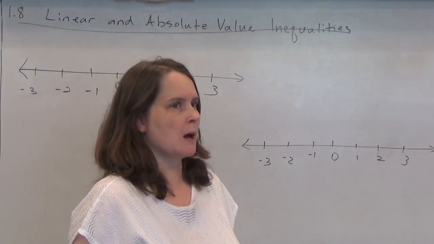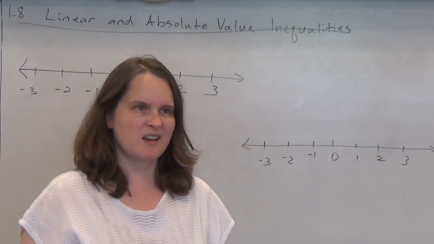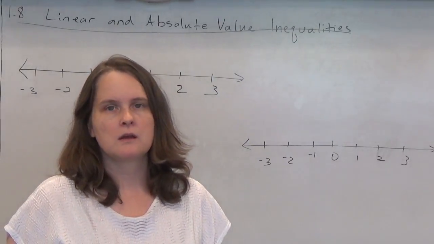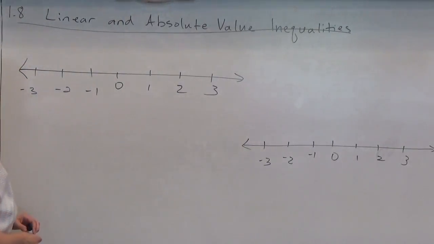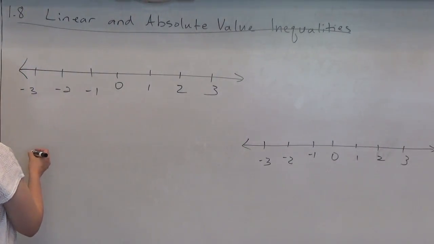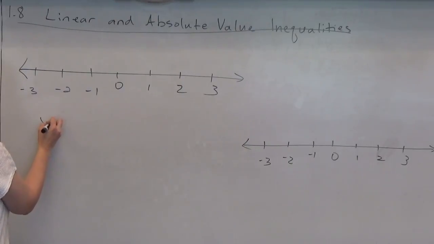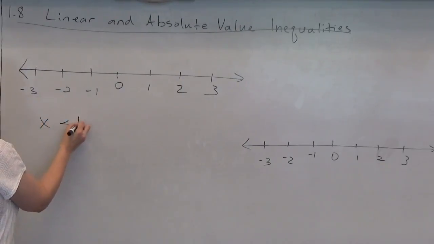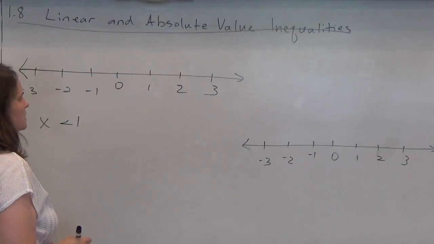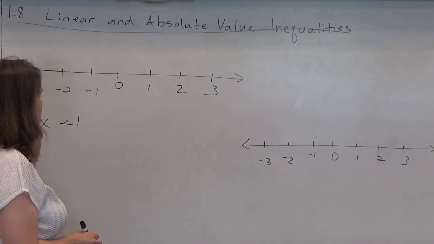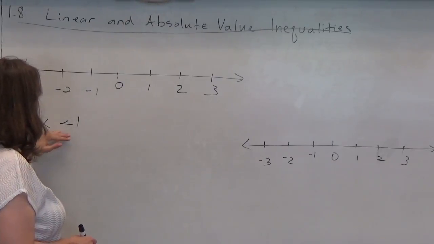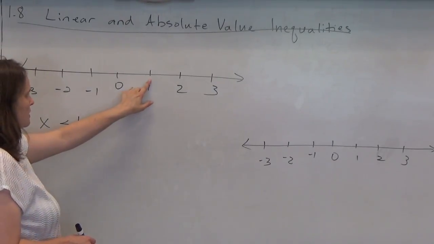I want to express an inequality like x is less than 4 in interval notation. So let's do x is less than 1. I want to write x less than 1 using interval notation. In order to do this, I need to graph it. Let's see what it looks like on the graph. If I graph x less than 1, I'm going to locate the 1.